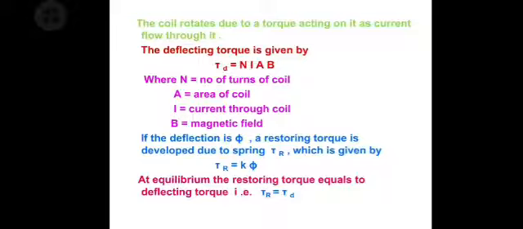So from this we can conclude that the deflection depends upon the current, and this is how we are measuring the deflection due to the current. So this is all about the moving coil galvanometer.